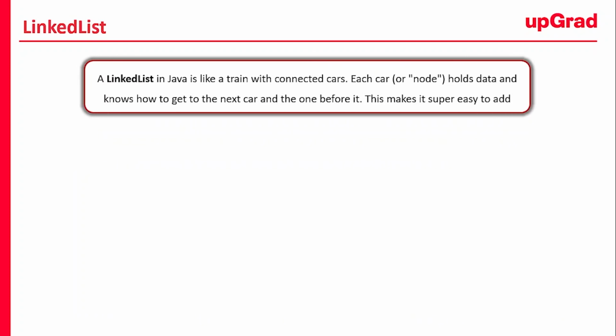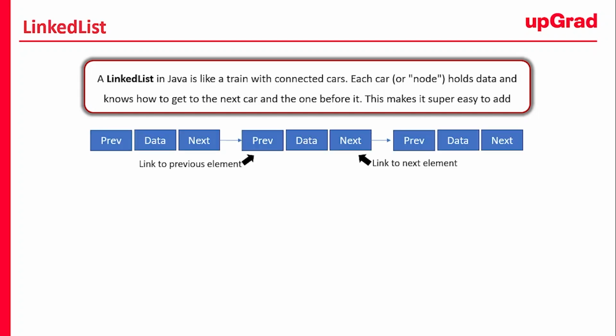All right, so LinkedList. A linked list in Java is like a train with connected cars. Let me put it in easy words for you. Each car here refers to a node, basically. Each car or each node holds data like apple or banana and knows how to get to the next car and the one before it. This makes it super easy to add data anywhere in the list without disrupting the whole thing. Each item or node knows about the one before it and after it, so moving around or making changes is smooth. If you often need to insert or remove items from the middle, LinkedList is super efficient.